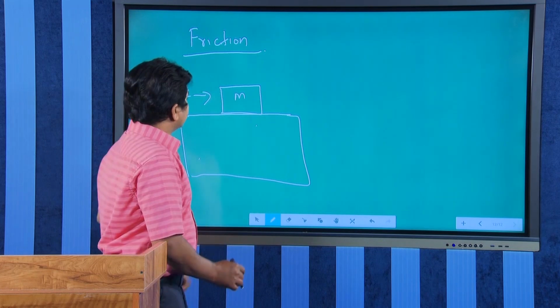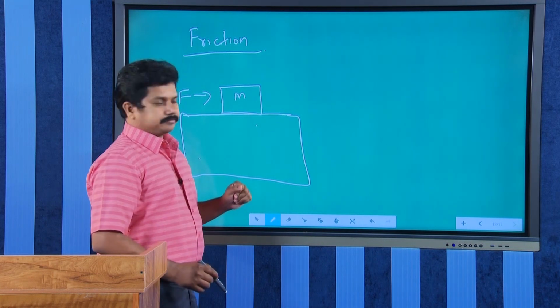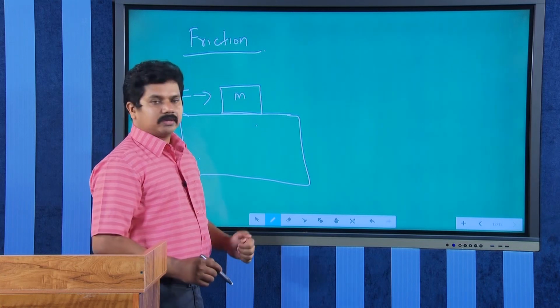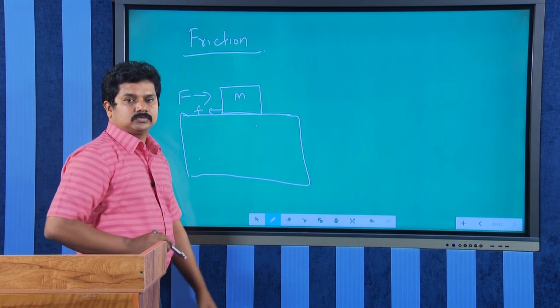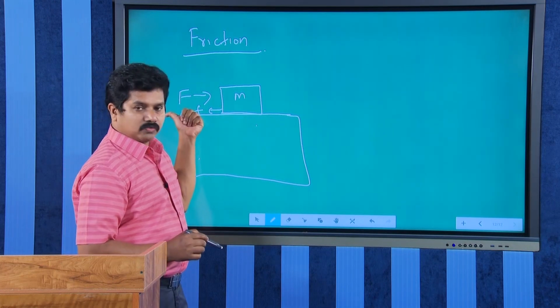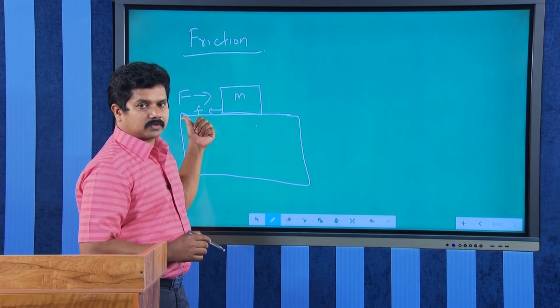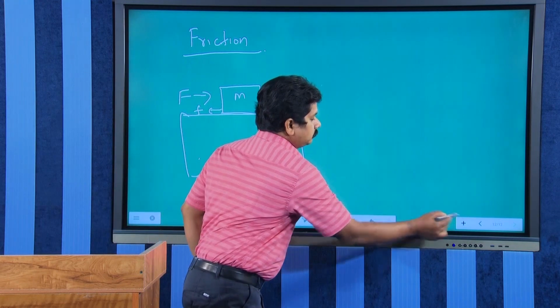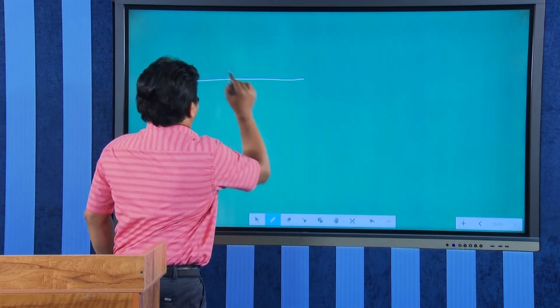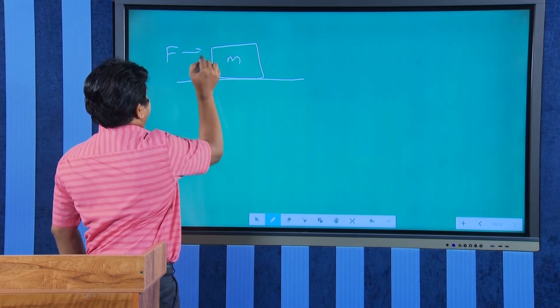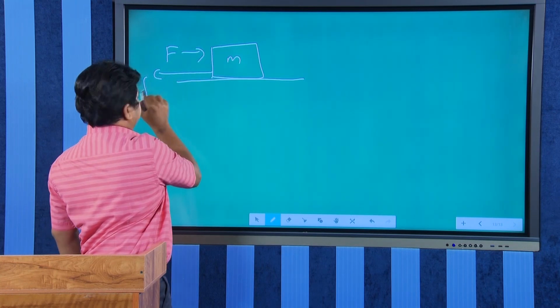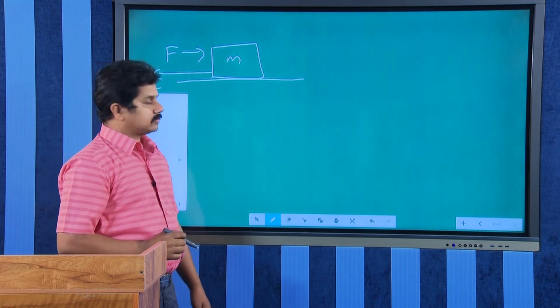In this case, this is the applied force on the block. The frictional force will be in the opposite direction, so the frictional force will be towards the left. This is a block, we are applying force in this direction, so the friction will be acting in this direction.